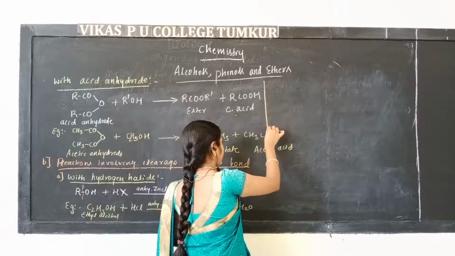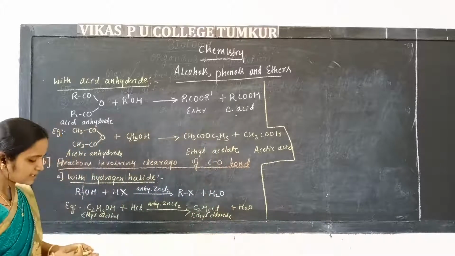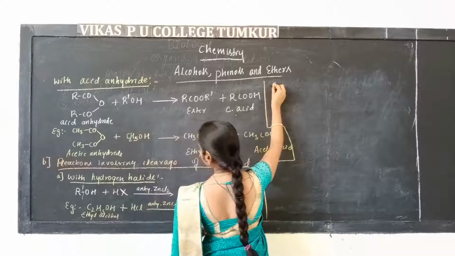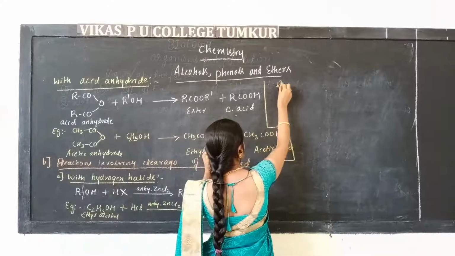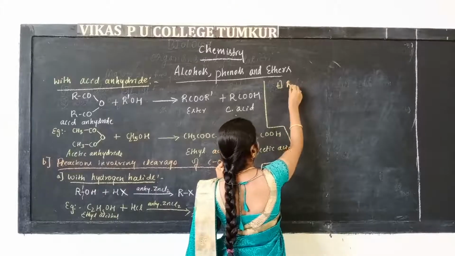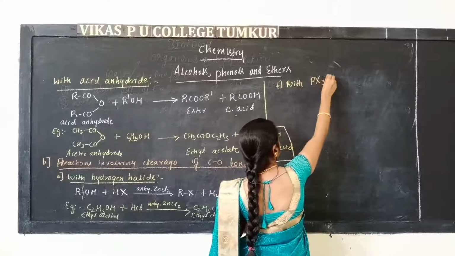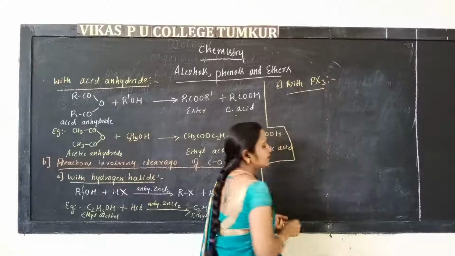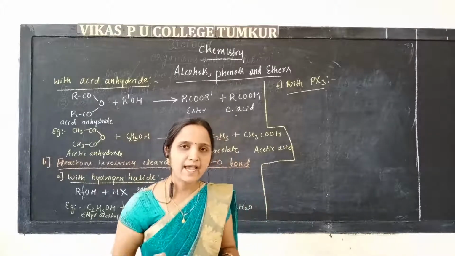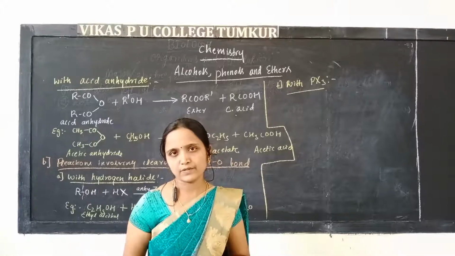Some other reactions we are going to discuss now. The next one in this part B is the reaction with phosphorus trihalide. The alcohols react with the phosphorus trihalide, and we get the product, that is alkyl halide.